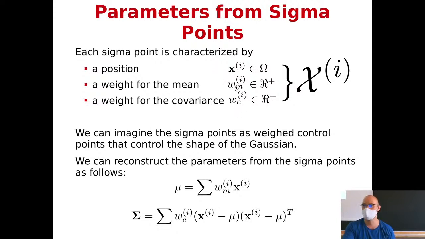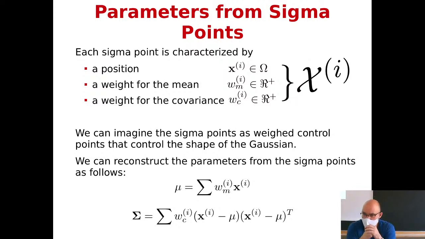And this will be the weight that I use when I reconstruct the mean from that point, and this will be the weight that I use when I reconstruct the covariance matrix for that point. And let's call a single sigma point with this mathcal letter, X with i. This is one single sigma point. This is the data structure with these things.